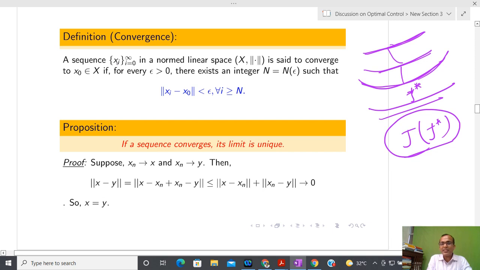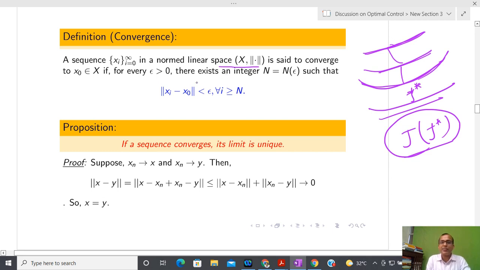Okay, so a sequence, we are defining x_i, some quantity, i equal to 0 to infinity. Okay, so i equal to 1, 2, 3, 4 up to n. So that is called a sequence. Suppose some kind of sequence in this normed linear space. Normed linear space means I have a space, I know how to operate on it, and how to define proximity.